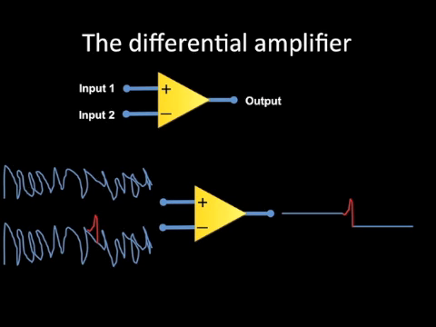The quality of the amplifier, in other words, the ability that the common waveforms are cancelled out while differences remain, is known as the common mode rejection ratio. Modern amplifiers have extremely good common mode rejection ratios.